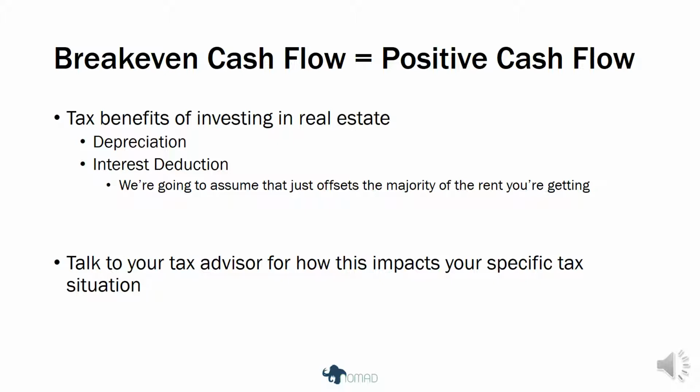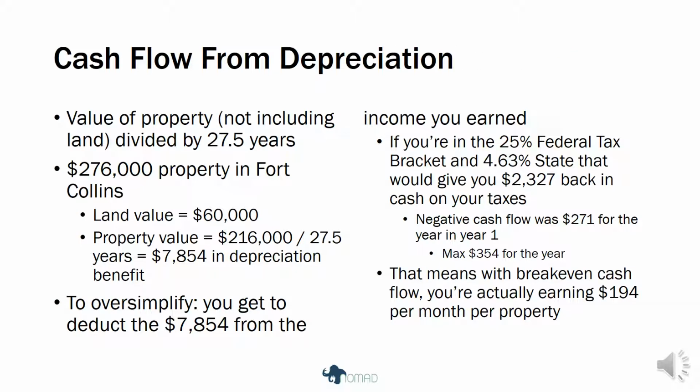But let's talk about depreciation, which is also an oversimplification, but let's go into detail and see how it might work in one specific situation. So, cash flow from depreciation. We're going to make some assumptions, and I'm going to work through some math for you. We're going to say the value of the property, not including the land, just the actual building itself. The calculation for depreciation from the federal government is you take the value of the property and you divide by 27 and a half years.